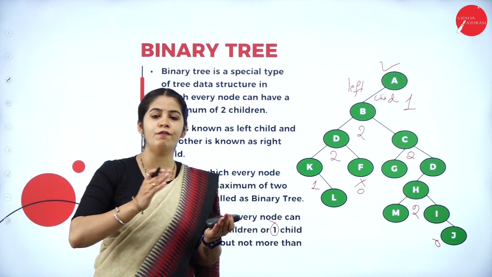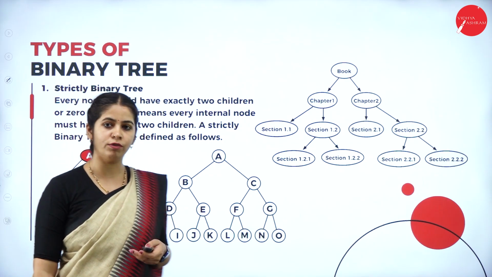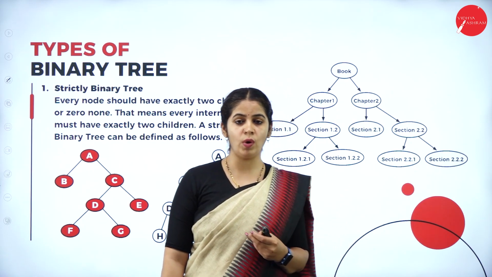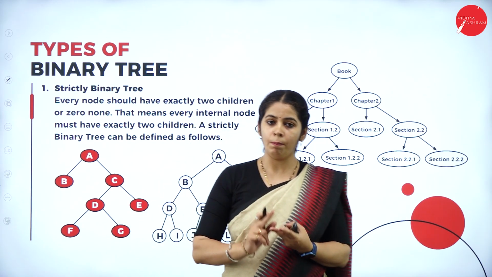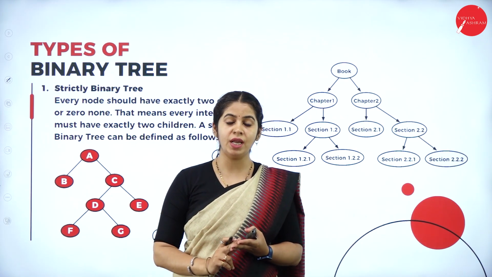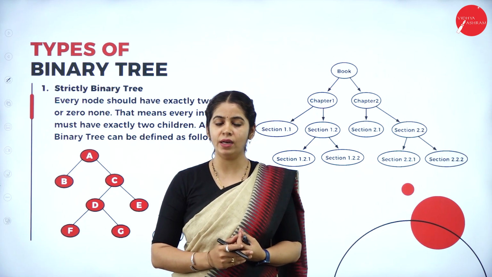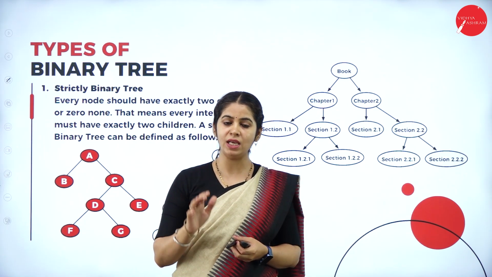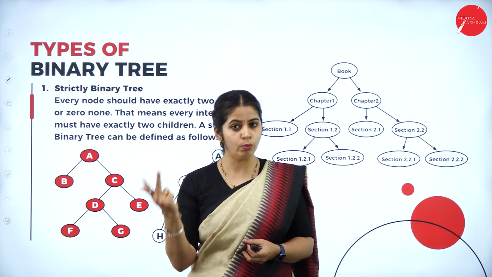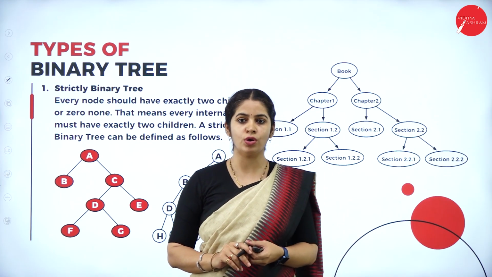There are different subcategories in the binary tree, or we can say types of binary trees. Let us see what the types of binary tree are. We have a strict binary tree, complete binary tree, almost complete binary tree, expression tree, and binary search tree. We can categorize the binary tree into 5 different groups: strict binary tree, complete binary tree, almost complete binary tree, expression tree, and then the binary search tree.